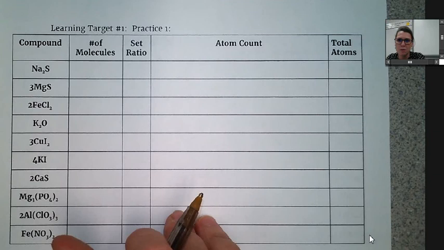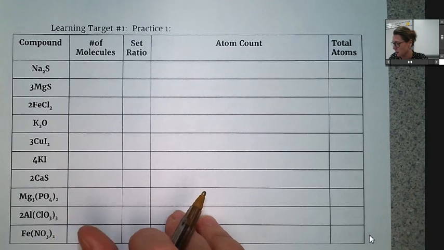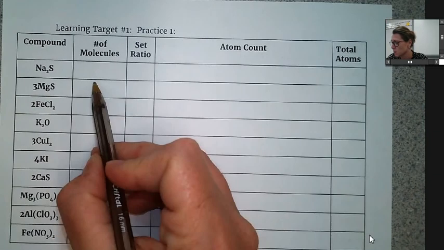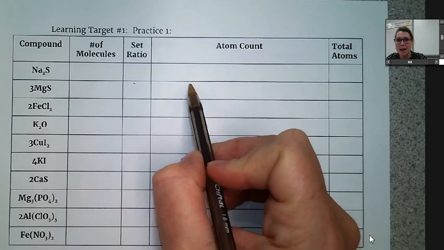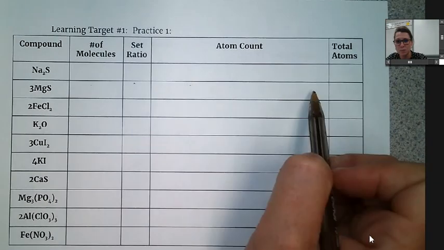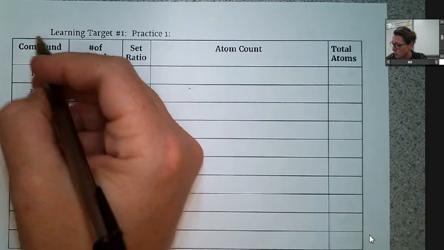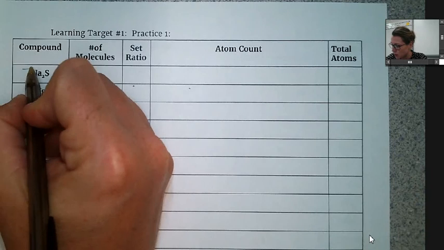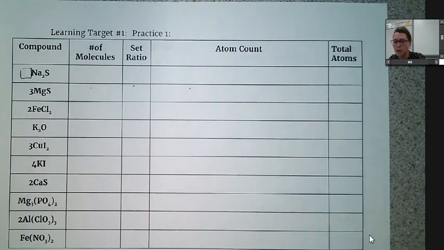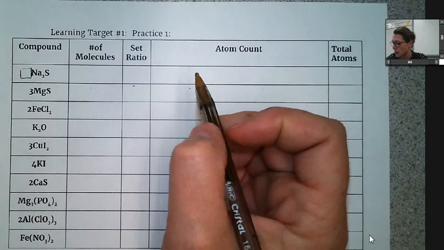So let's look here. What we're doing is we're counting molecules, we're looking at ratios, and we're also looking at the atom count and the total number of atoms that you have in your molecule here. So the number of molecules, remember, comes from this coefficient out front. In this case, for sodium sulfide, we don't have a coefficient out front. So my number of molecules here is 1.